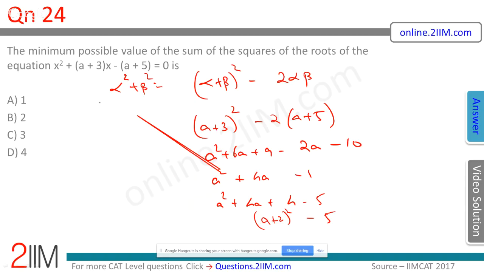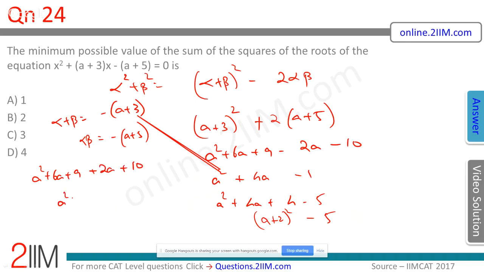So I'm going to do this all over again. Alpha plus beta is minus of a plus 3. Alpha beta is minus of a plus 5. Minus 2 alpha beta. Okay, this should be like this. Lucky. They should have given that choice. A square plus 6a plus 9 plus 2a plus 10. A square plus 8a plus 19. A plus 4 the whole square plus 3. Bam. Got very lucky there.